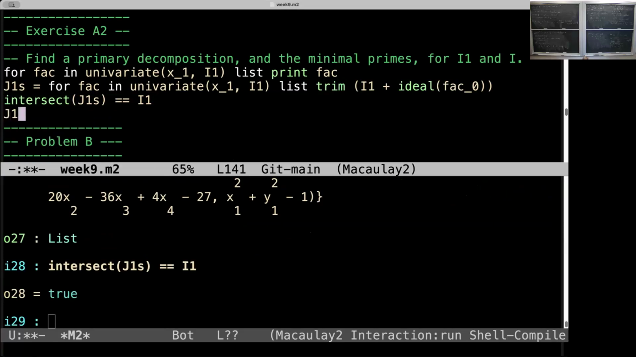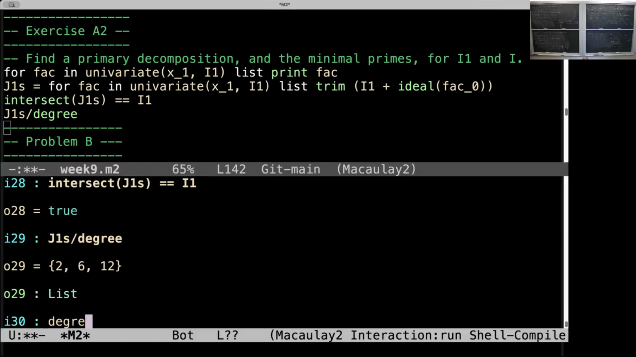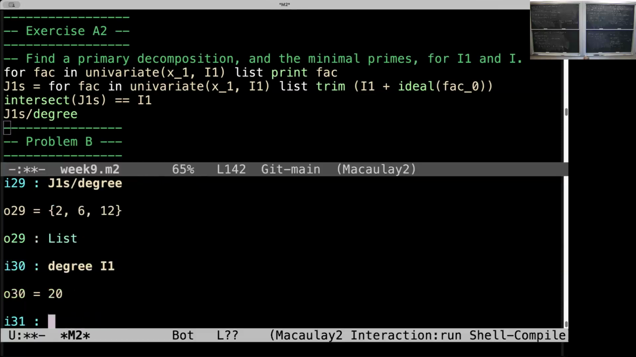By the way, if I take J1s and for each one I calculate the degree, I get 2, 6, and 12. Wait, what was the degree I was thinking of? Was it 30? No, it was 20, right? The degree of I1 was 20. And now it's split up into degree 2, 6, and 12.